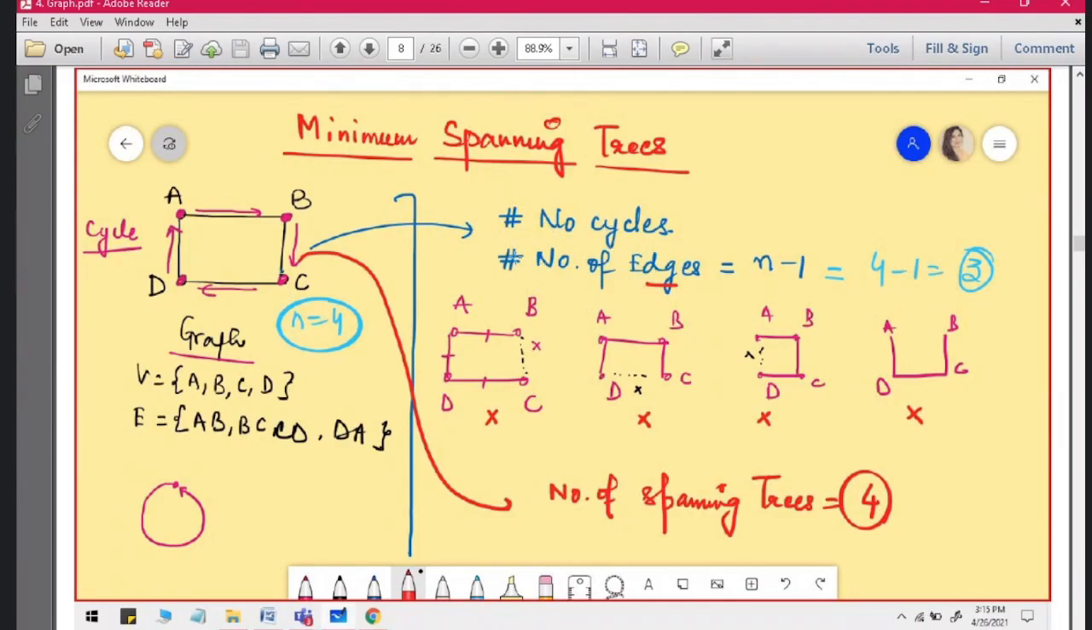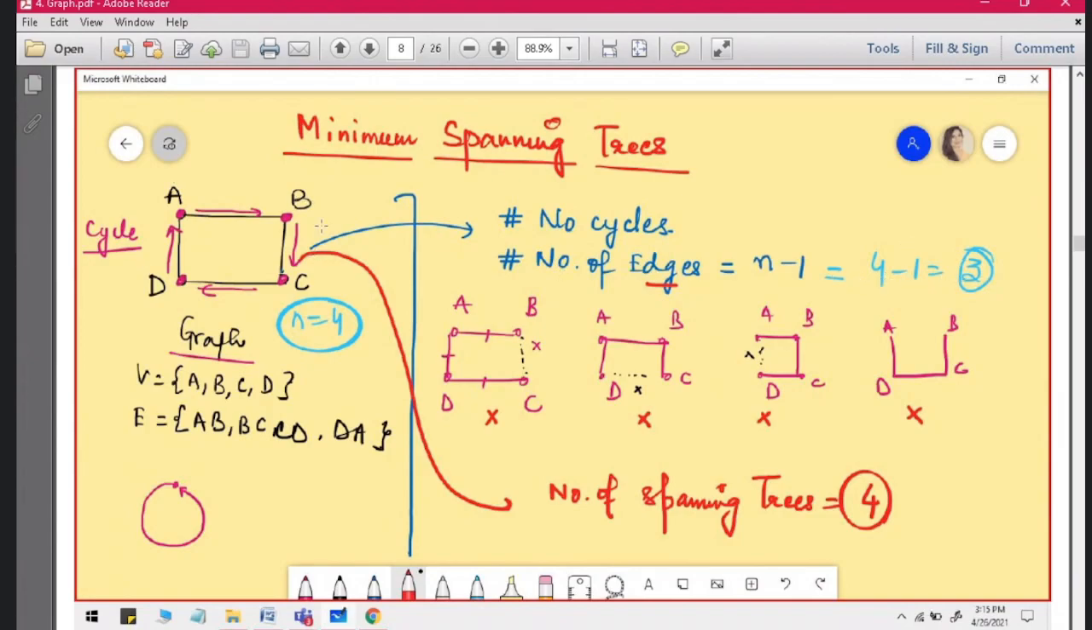that in the minimum spanning tree there should not be any cycle, and secondly, not minimum spanning tree, just discussing the spanning tree. First thing is there should not be any cycle in the given graph's spanning tree, and then the number of edges in the spanning tree should be n minus 1. So here the number of nodes are 4, but the number of edges in the spanning tree will be n minus 1, that is 4 minus 1 is equal to 3.